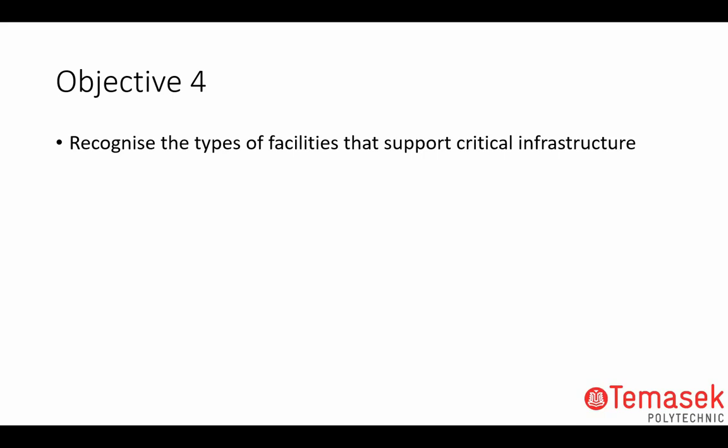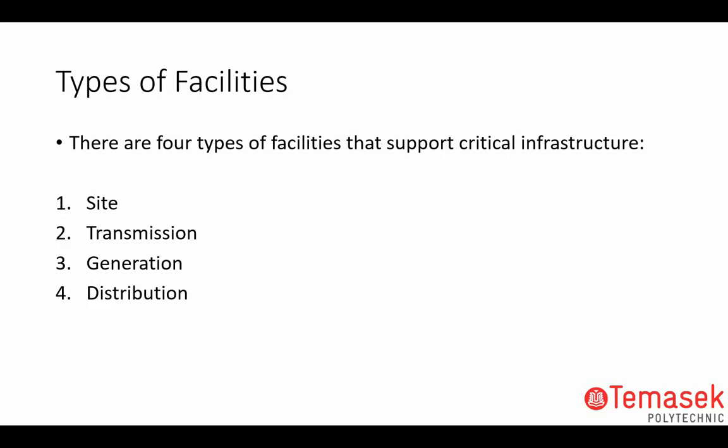Okay, so we are moving to objective 4: recognize the facility that support critical infrastructure. We're going to look at some of the facility. So what are the different types of facility for critical infrastructure? Number 1, there's a thing called site. Second, there's transmission. Third, there's generation. The last one is distribution.